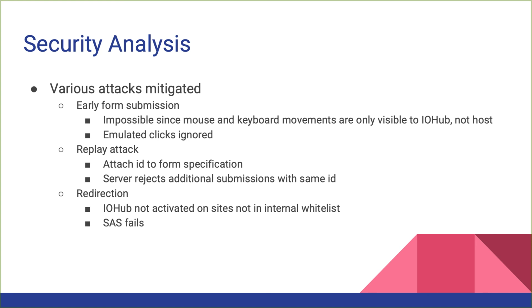And then the third attack is redirection. So one example of redirection is phishing. Protection prevents that from happening because when it renders the form, it makes sure that the site that's hosting the form is on its internal whitelist, and it uses a public certificate system.